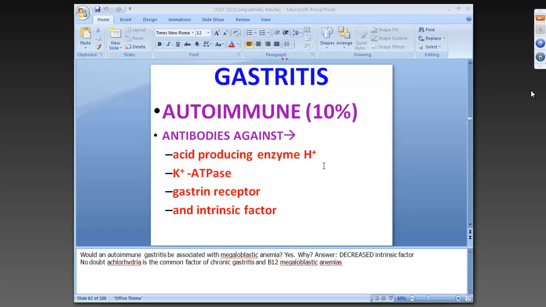Your first answer should be, if these were rounds, which is what we do on Tuesdays, not today, but if this was the Tuesday class, I would have asked you, why? And if you would have popped, because there's a decrease in intrinsic factor, yeah, okay, and move on. You're out of the woods. Then, for brownie points, you add the rest of the stuff. No doubt, achlorhydria will be the common factor of chronic gastritis and B12 megaloblastic anemias. But your first thing that should pop up in the back of your brain from your backup files will be decreased intrinsic factor.